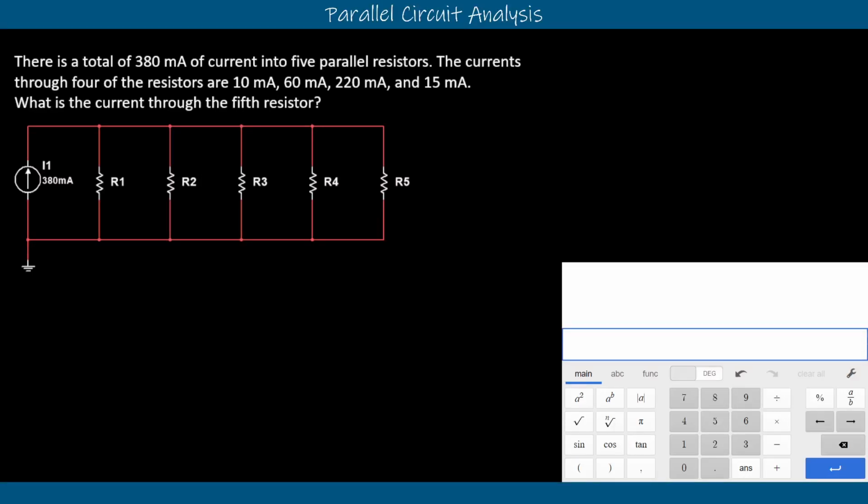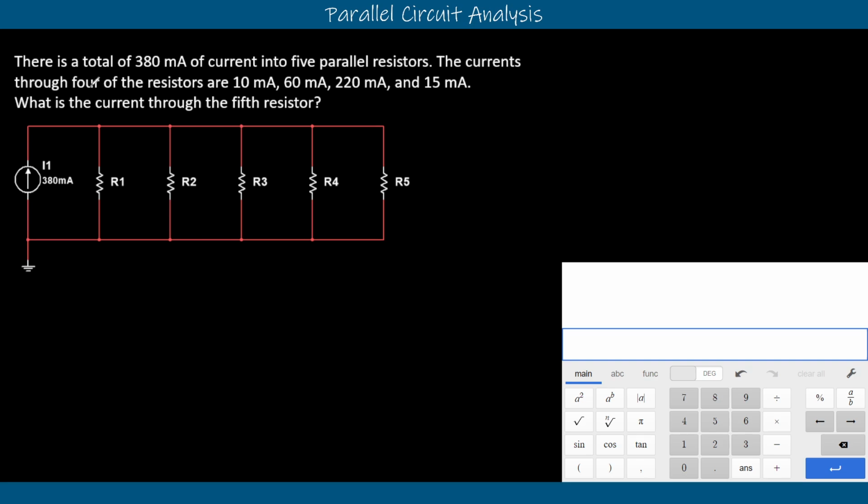In this example, we're going to look at how KCL applies to this parallel circuit. This example says there is a total of 380 milliamps of current into 5 parallel resistors, and that's what we see here in this branch. We have our current over here, that's a current source, and we see that it has 5 total branches that lead off of that. They're all in parallel with each other, meaning they all come back down to the same ground line at the bottom.